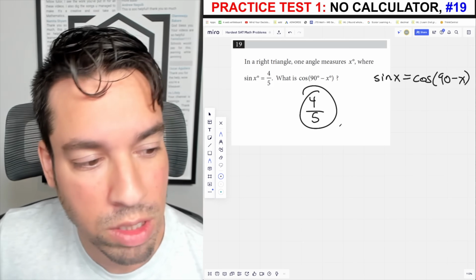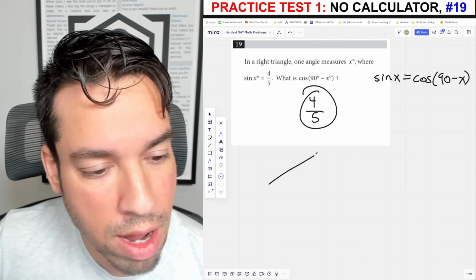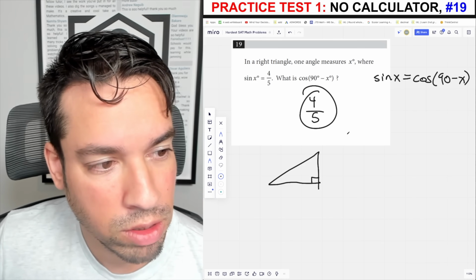And if you don't know the rule, this is what I would do. So I would draw out a triangle. There's your right angle. It's not the best triangle.